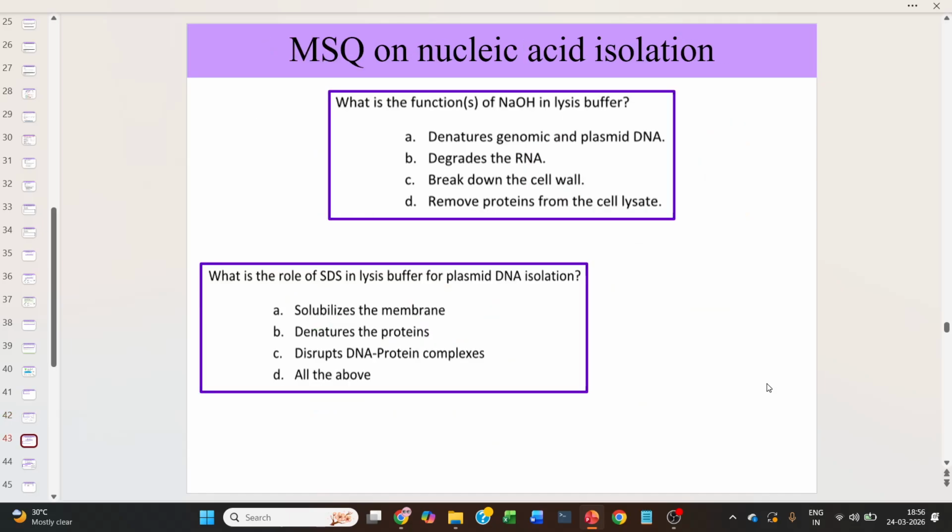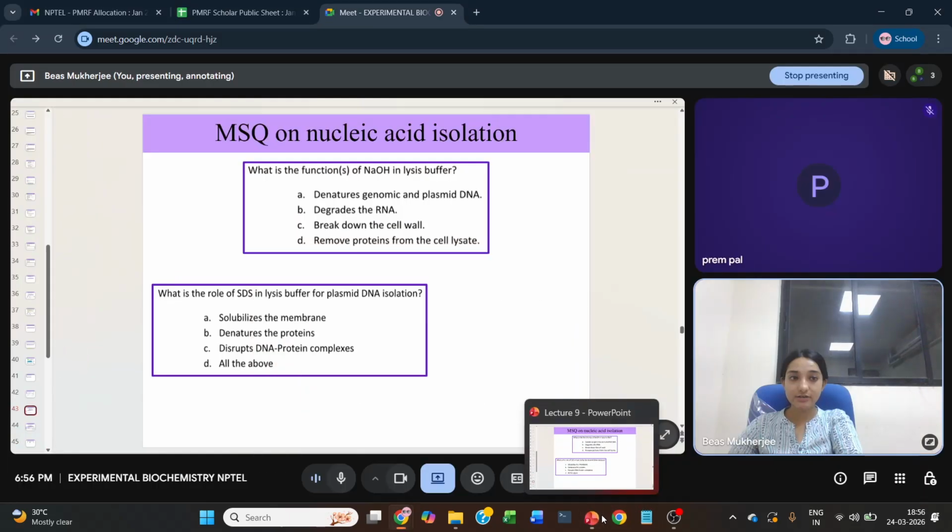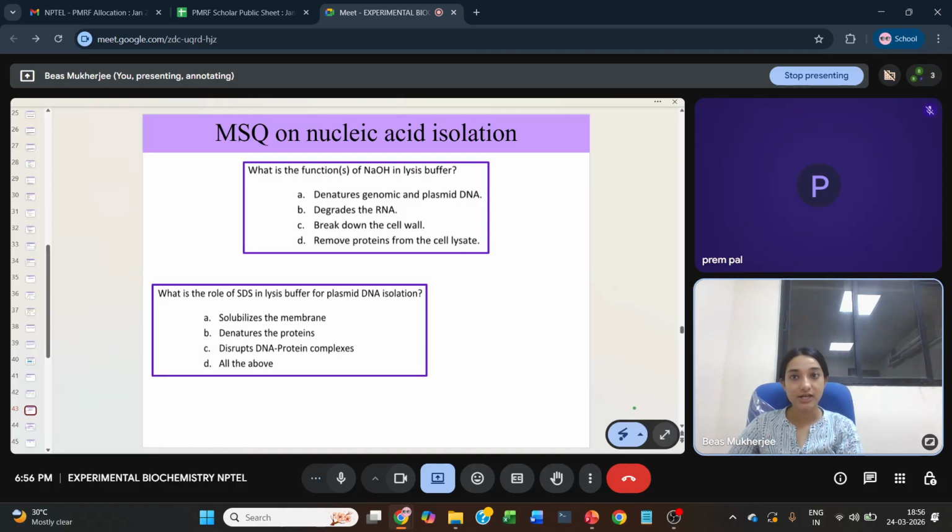But the right answer is chelating. So that is its primary function. Now there is this MSQ on nucleic acid isolation. What are the functions of NaOH in lysis buffer? It denatures genomic and plasmid DNA, degrades the RNA, breaks down the cell wall, removes protein from the cell lysate.